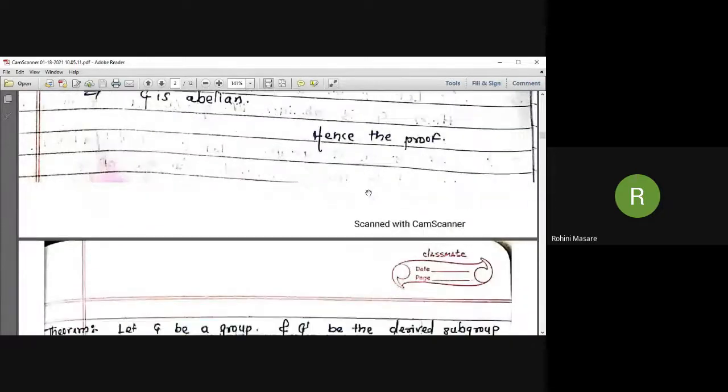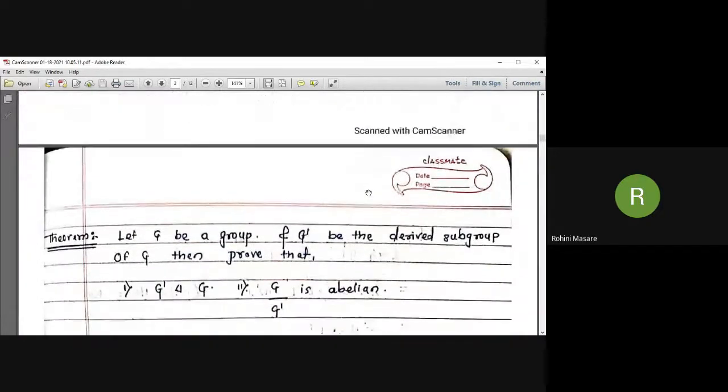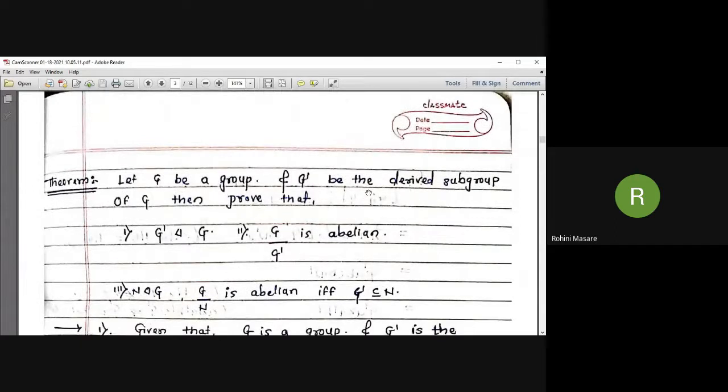We are going to the next theorem. This is one more important theorem. By using this theorem, we can solve some more solvable groups. This theorem is important, note it carefully.